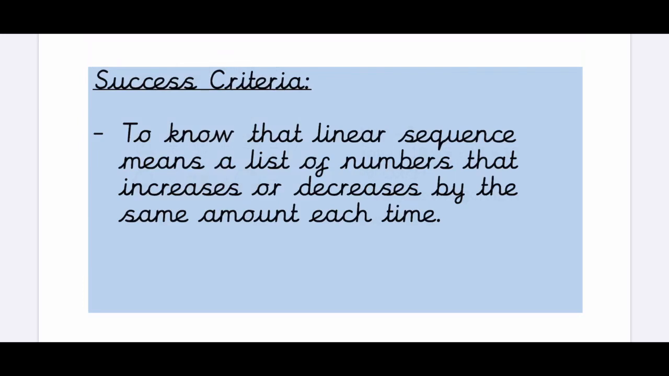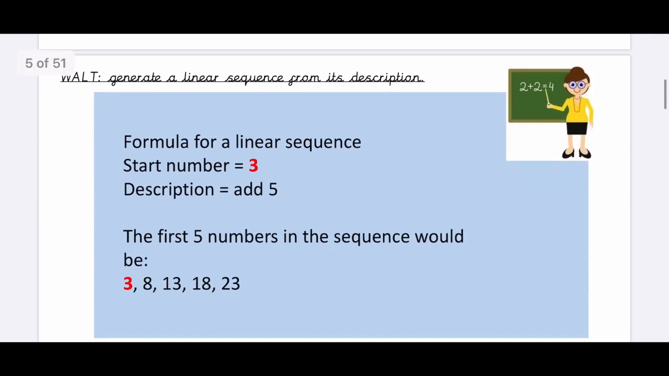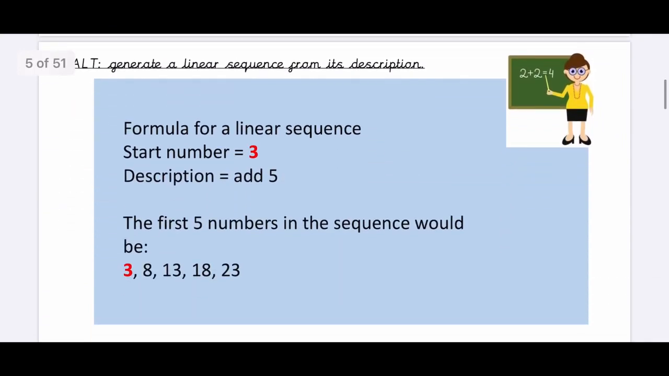Okay, so today you need to know that a linear sequence means a list of numbers that increases or decreases by the same amount each time. So, for example, we're going to start with the number 3 and we're going to add 5 each time. So 3 add 5 is 8. We're then going to continue adding 5. So 8 add 5 is 13, 13 add 5 is 18, and 18 add 5 is 23. So our first sequence would be 3, 8, 13, 18, 23.